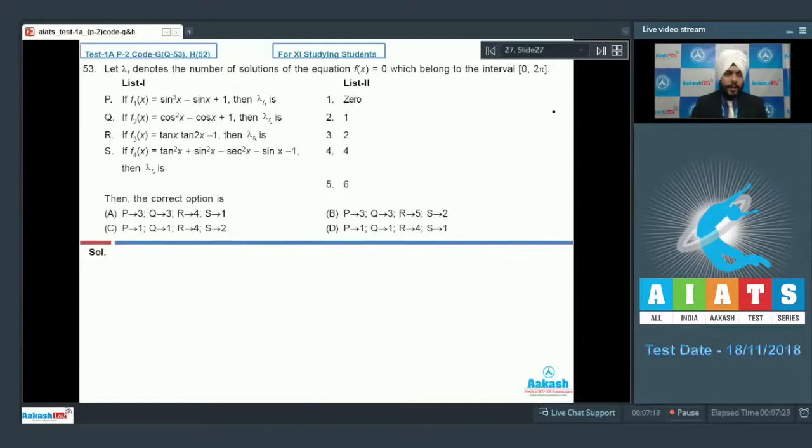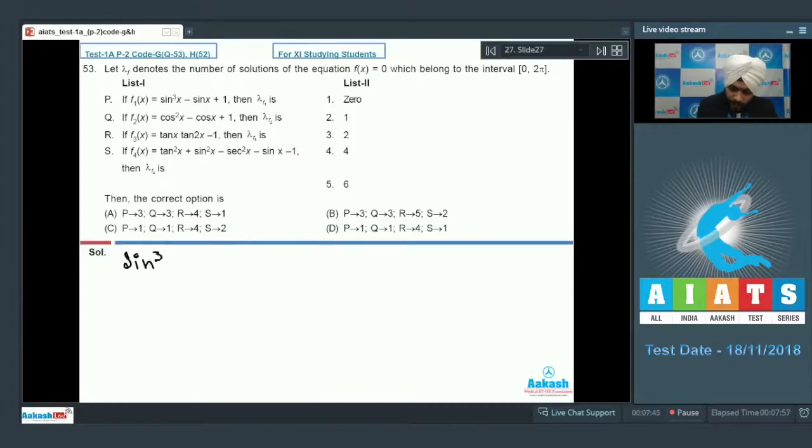Question number 53. Let lambda f denote the number of solutions of the equation f(x) equal to 0, which belong to the interval 0 to 2 pi. Again, looking at the options, p is either 1 or 3, q is either 1 or 3, r is either 4 or 5, and s is either 1 or 2. So we have to solve p first of all.